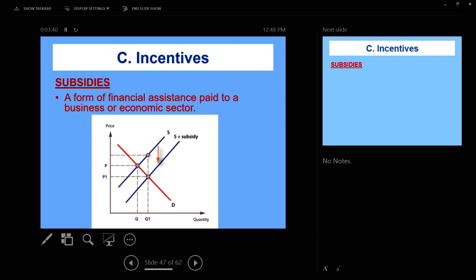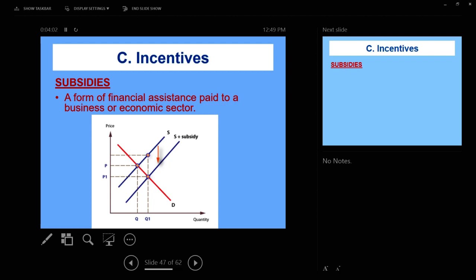Now, let's look at the effect of the subsidy here. Do you agree that the subsidy has lowered price to P1? So what's one outcome from the subsidy? One outcome from the subsidy is that it lowers price. But here's my question to you. Did price go down by the same amount of the subsidy?